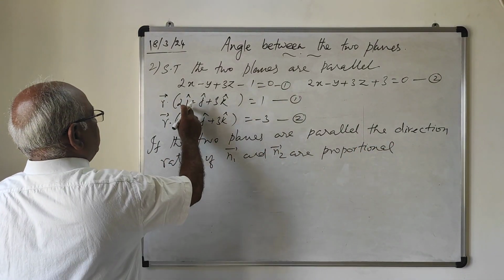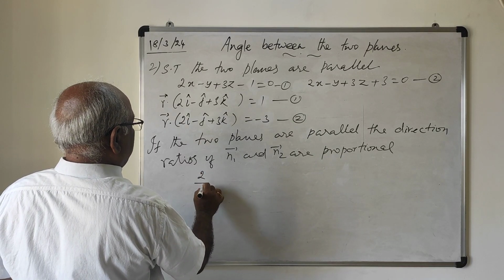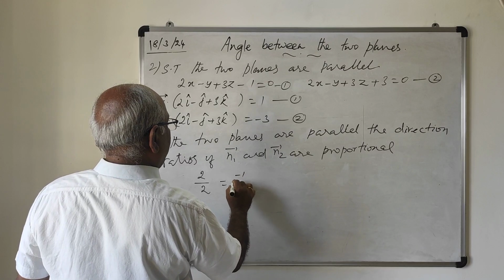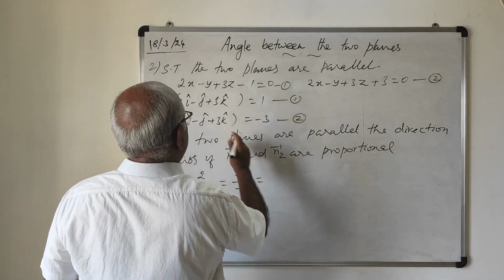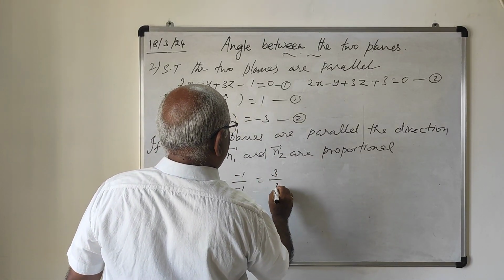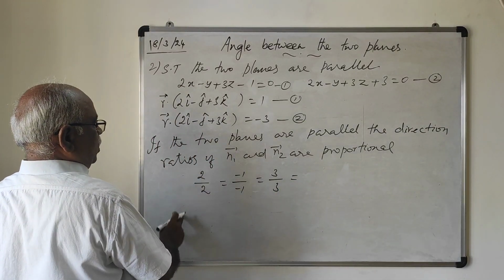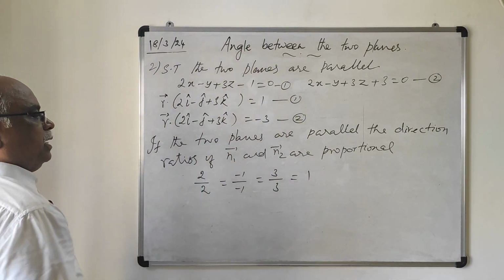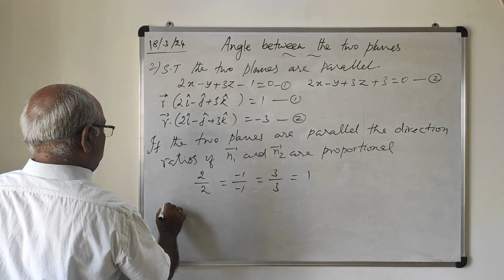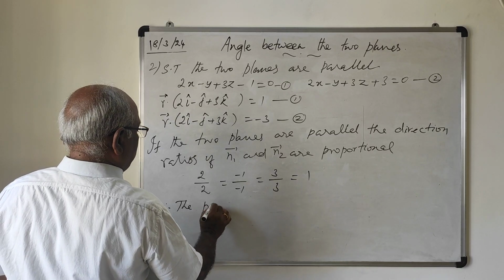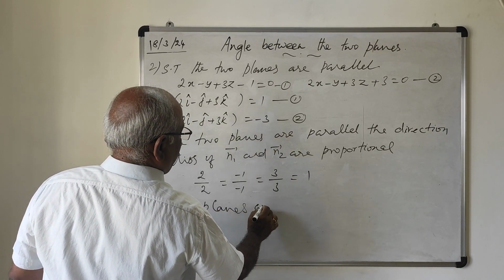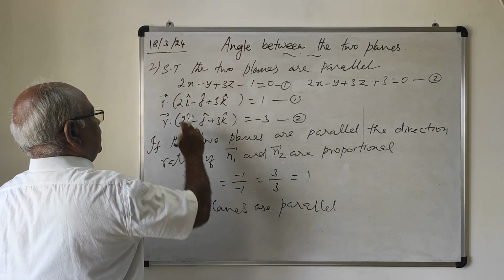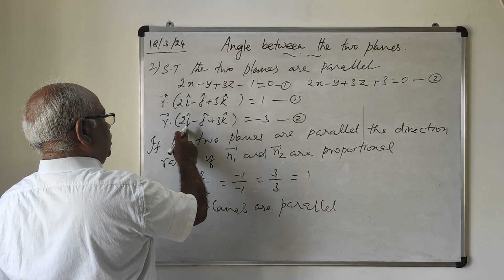So a1 by a2 equals 2 by 2, b1 by b2 equals minus 1 by minus 1, c1 by c2 equals 3 by 3. All are equal to 1. Therefore the direction ratios are proportional, therefore the two planes are parallel.